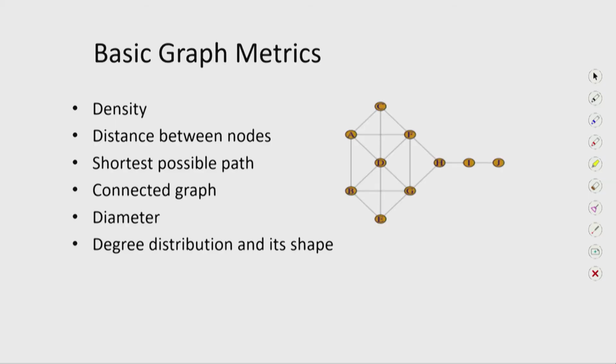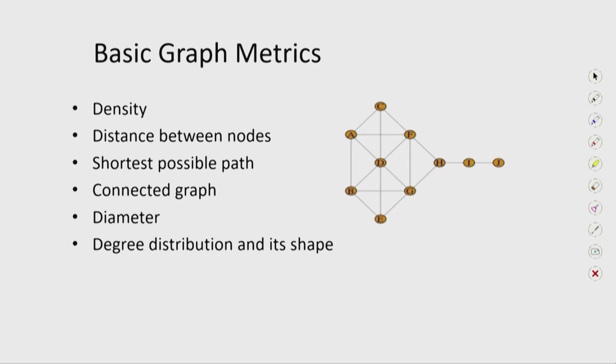Finally, there is a set of basic graph metrics, such as density, distance between the nodes, which you may know as the 6 degrees of separation, for instance, represents some kind of distance or hops between the different nodes within the network. There are shortest possible paths within the network, connected graphs or graph components, the diameter, and degree distribution and its shape.